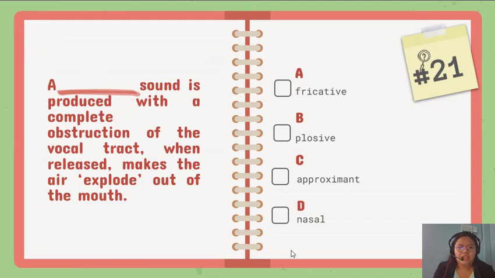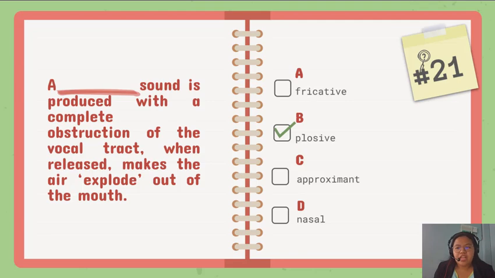Number 21. A blank sound is produced with the complete obstruction of the vocal tract. When released, it makes the air explode out of the mouth. A. Fricative, B. Plosive, C. Approximant, or D. Nasal. The correct answer is letter B.